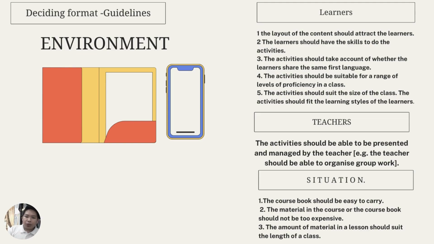The first is the course book should be easy to carry. So in this case, the teacher or curriculum designer can make an e-module, for example. And the next is the material in the course book should not be too expensive, for example, paperless. And the next is the amount of the material in a lesson should suit the length of class.